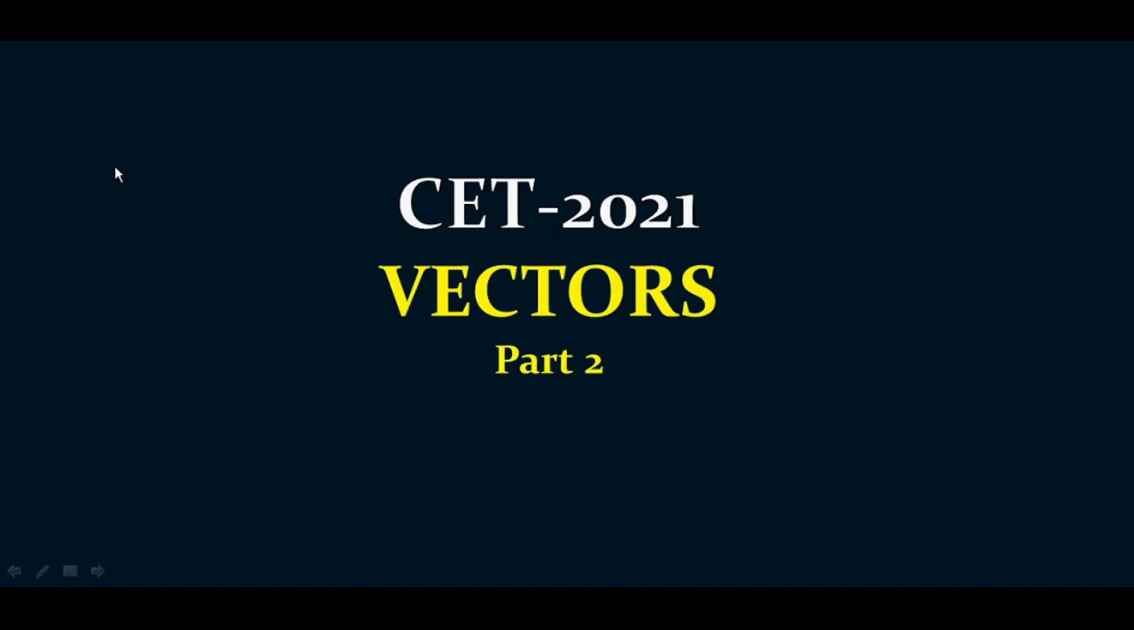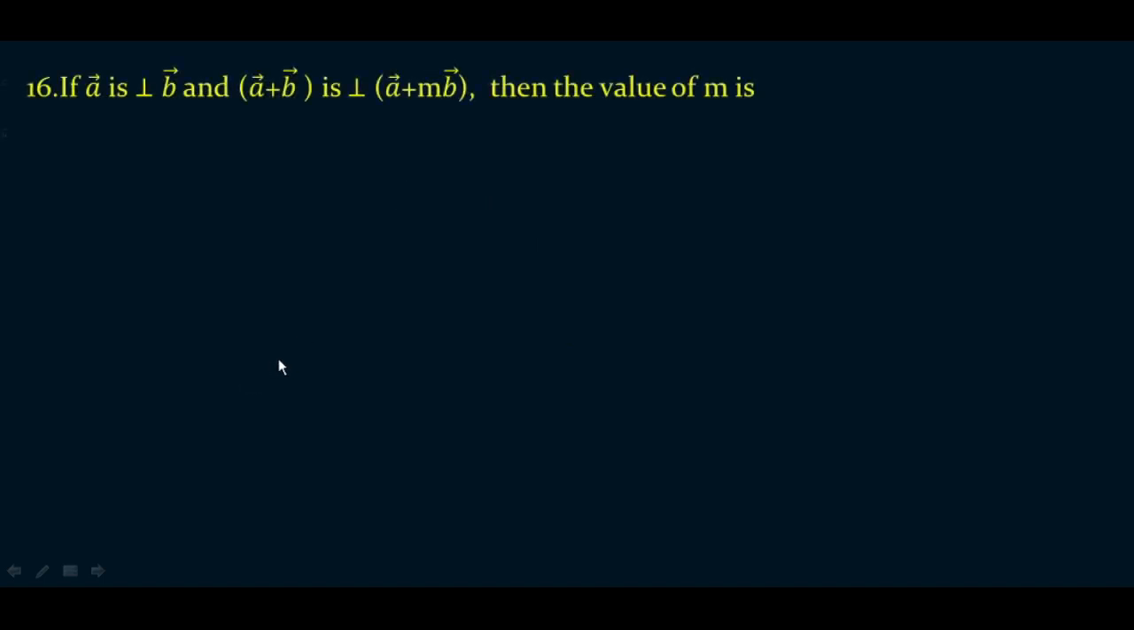Hi students, in the second part of CET 2021 Vectors, let's look at some more examples today. The first question, the 16th question: If vector A is perpendicular to vector B and vector A plus vector B is perpendicular to vector A plus m into vector B, then the value of m is. The options: first option -1, second option 1, third option 0, and fourth option minus magnitude of vector A whole square divided by magnitude of vector B square.